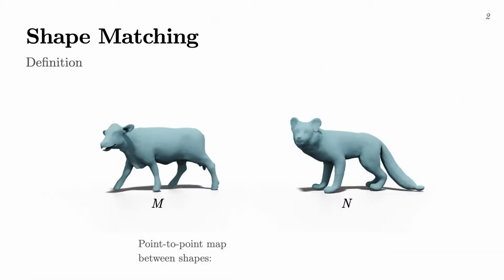Our main focus for this talk will be shape matching, which is the study of maps between shapes. Well, two volunteers have accepted to act as 3D shapes, Mr. Cow and Mr. Fox here. A map takes a point on the source shape and sends it on the second shape. Our goal is to compute maps between shapes.